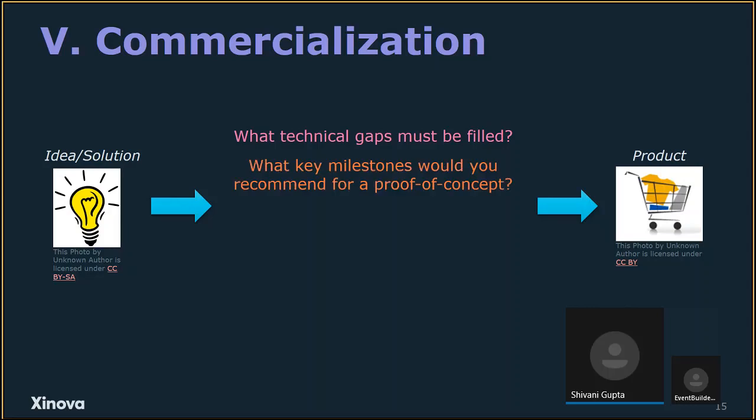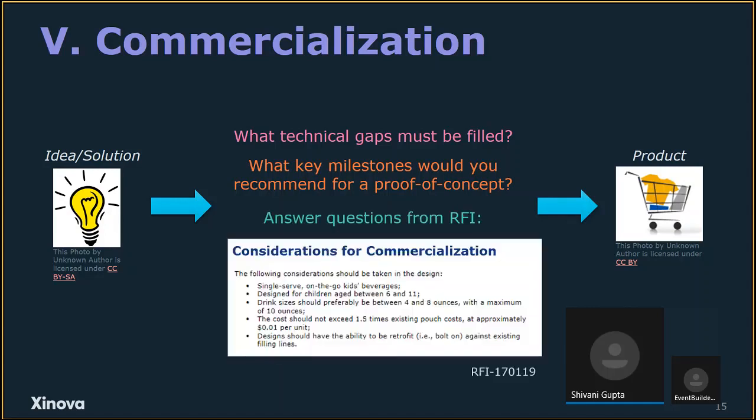As I mentioned before, this is where you would talk about your proof of concept plan. What are some key milestones that you would recommend for the proof of concept or prototype? And lastly, especially for our newer RFIs, we will have a specific section in the RFI called Considerations for Commercialization. In this section, we'll outline important factors that should be considered when looking at your new invention. They could include cost of the invention, the targeted market, the size of it, or how it will be implemented. When you look at those considerations, in this section of the solution report, you should describe how these will be considered by your particular invention.